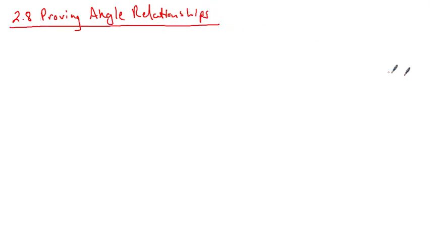Alright, sticking with our theme of starting to learn proofs, we're going to move right into section 2.8, which is proving angle relationships. And we're going to start out a little differently. We're going to start with a theorem. And this theorem is called the congruent supplements theorem.